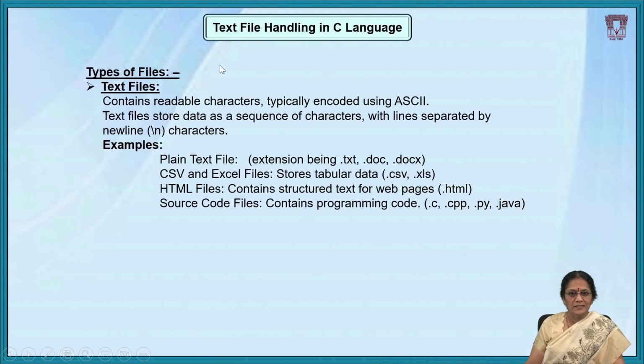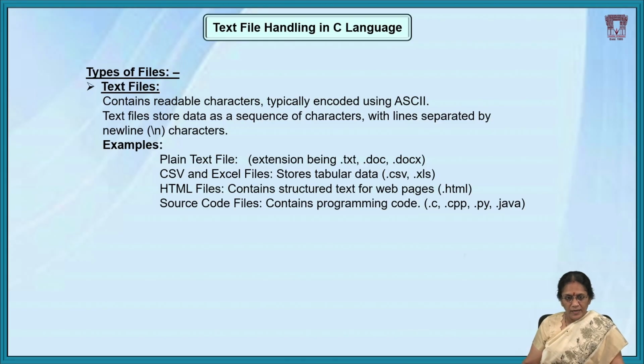All the text file handling in C language is done via characters which are encoded using ASCII code. And these text files are stored as a sequence of characters with each line separated by a newline character. Some of the files that we realize are text files are those with an extension of .txt, .doc or .docx, Excel files, HTML files, and your source files, that is .c, .cpp, .py with respect to Python, and .java. All these files act as text files.